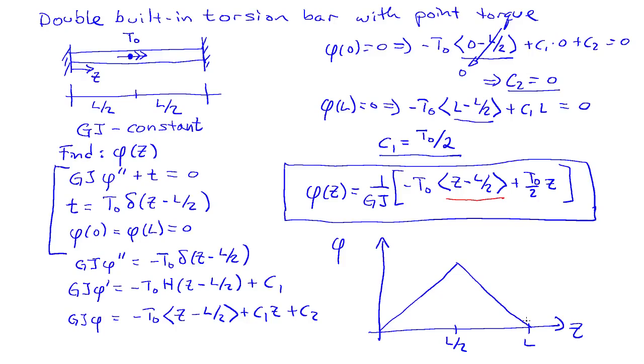So not quite symmetric as it should be in my drawing. So maybe we can improve the graph here just a little bit, just to make it a bit more realistic. Just a sketch anyways. Looks a little bit better. And the maximum value here is going to be T0 L over 4 GJ. So it's 0 at the two boundaries, and increases linearly to the midspan, and then decreases linearly out to the end.